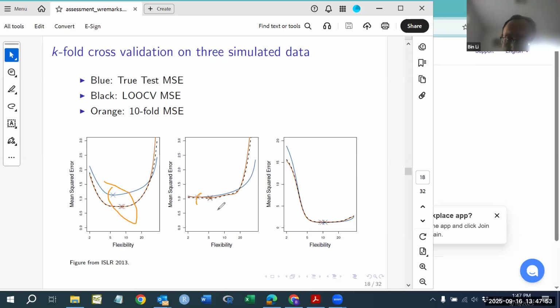And like this one, similarly, you can see the effectiveness of using leave one out or tenfold cross-validation, k-fold cross-validation, to find the best model. And by the way, this blue line is not based on a training set or test set, it's based on the truth.